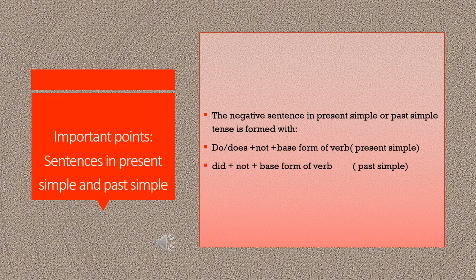We will learn more about sentences in present simple and past simple. The negative sentence in present simple tense is formed with do, does, plus not, plus base form of the verb. That is present simple sentences. Now we'll see the past simple sentences. Did plus not plus base form of the verb. These type of sentences are past simple sentences.